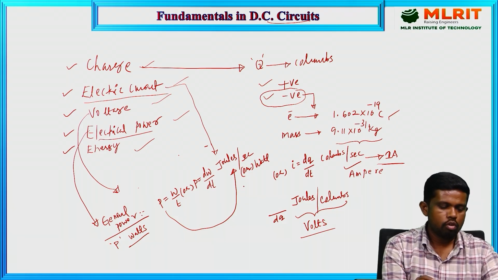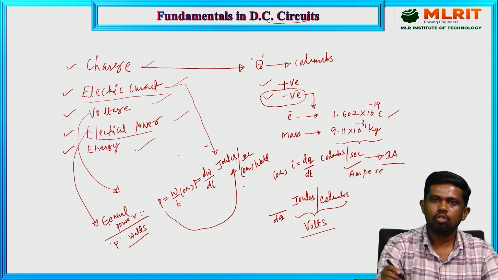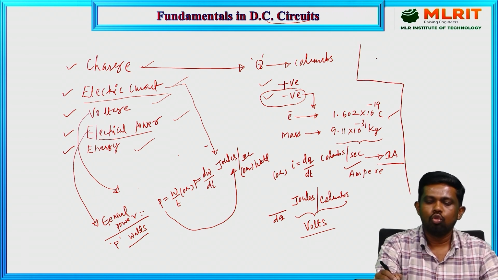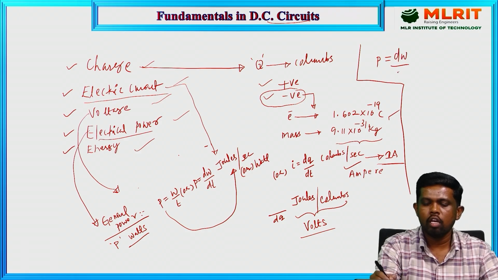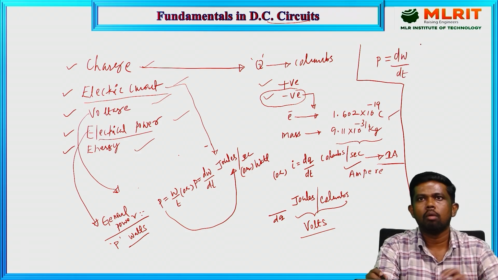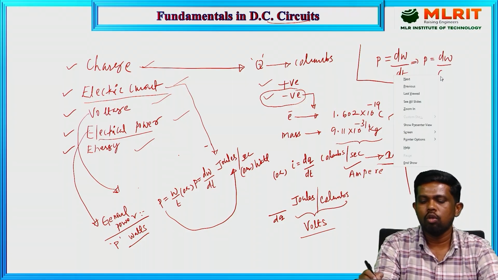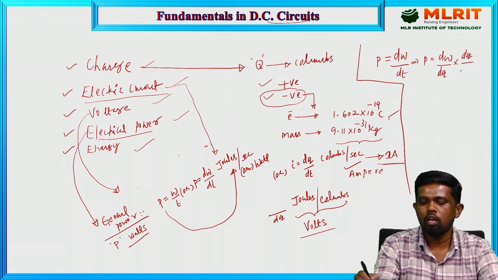So now we need to discuss the general power. Here I'm going to do some mathematics regarding the general power. From the power formula, P is dW upon dt. So we need to do some mathematics here, which implies P equals dW upon dq into dq upon dt.